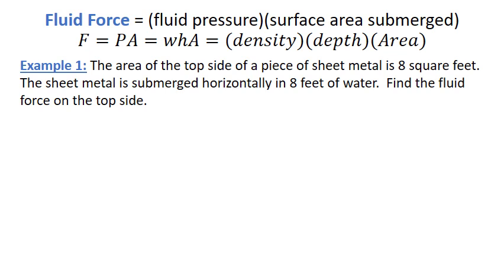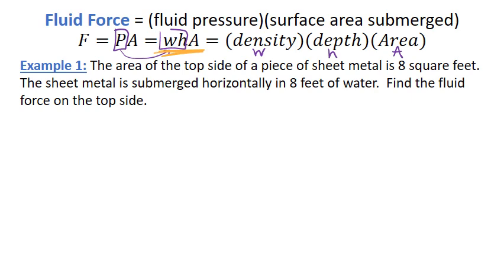Another thing to pay attention to is fluid force. And fluid force is found by taking the fluid pressure times the surface area that is submerged. So if we break this down, then F, or the fluid force, is equal to P, which is the fluid pressure that we saw in the previous slide, times A, which is the area. Now, we found on the previous slide that P is equal to W times H, which again is the weight density and the depth. So WH times A, the density is W, the depth is the height, and A is the area. So the formula that we will use is often this one here.